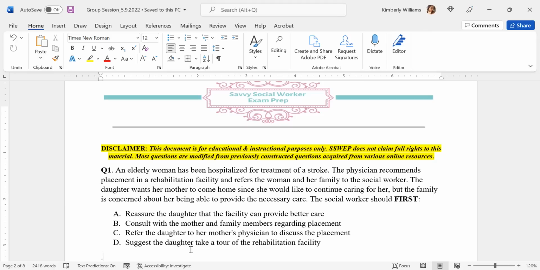So let me explain this first, Ms. Yolanda. When you see first, that does not necessarily mean that you're in the beginning just because it says first. First only means how they want you to prioritize your intervention. So when it says the social worker should first, they're just asking you, what should you do first? How should you intervene first? What is the priority intervention? What is the most important thing you should do? It doesn't mean where you are in the process.